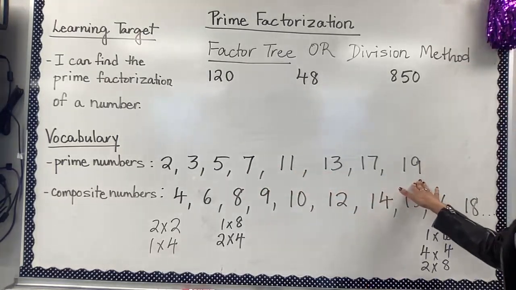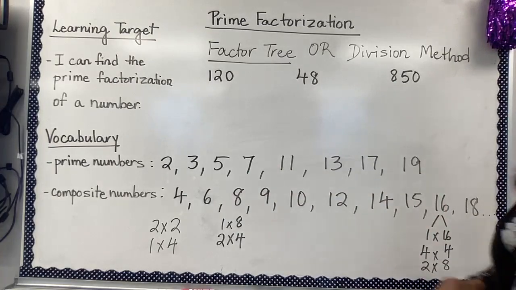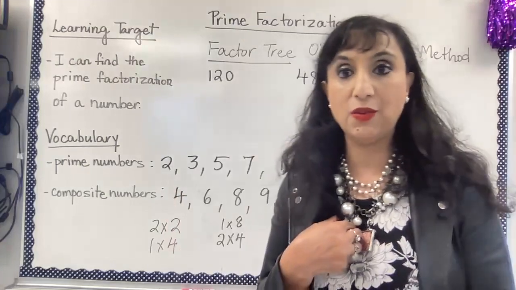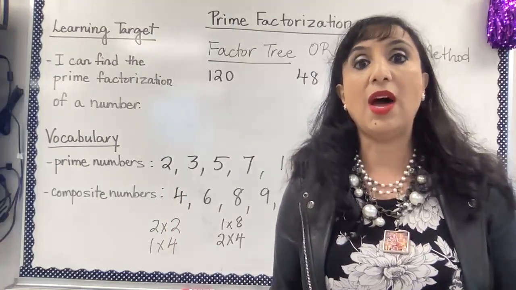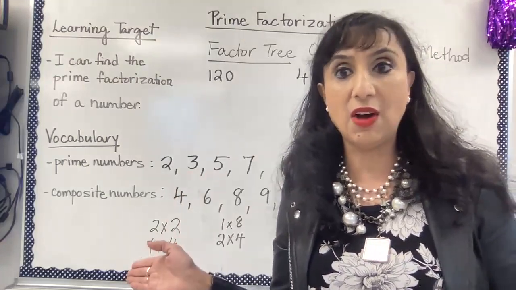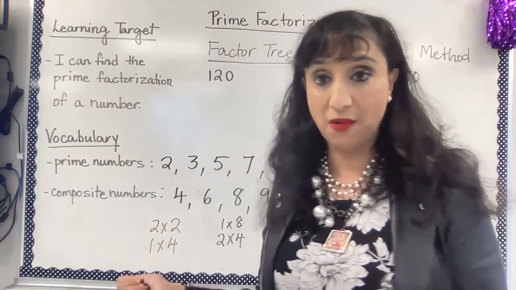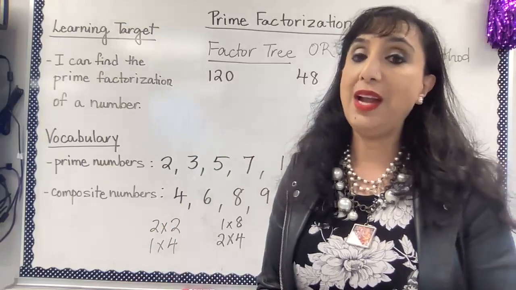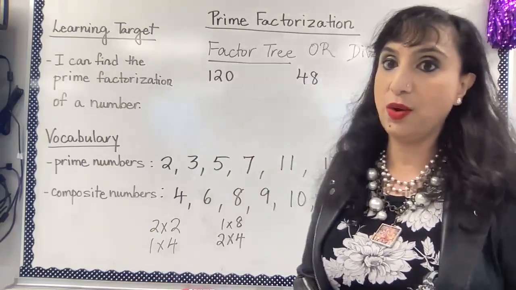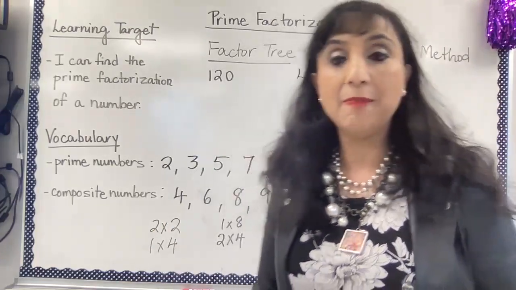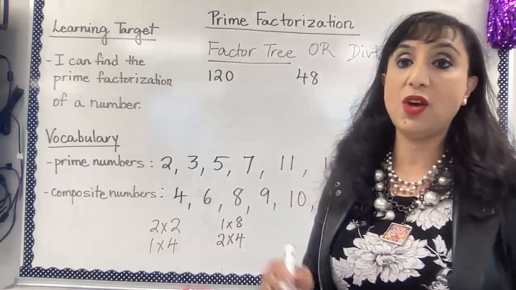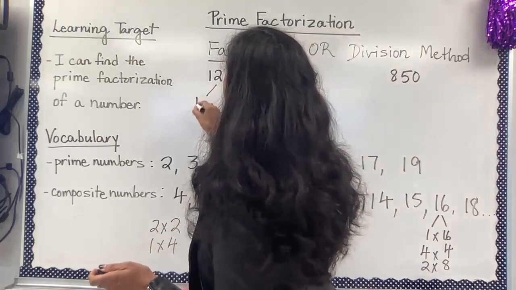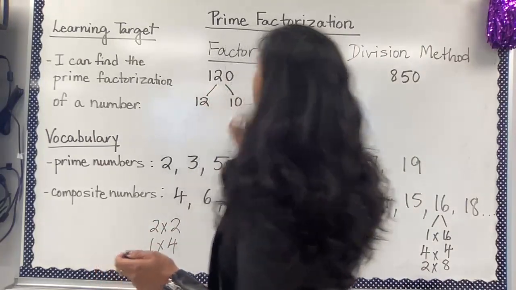Okay, so let's start with 120. Now, there are several ways to do this, but I know my divisibility rules, which I've done before. So I know that if it's ending in a zero, it's going to be something times ten, so it's going to be divisible by 10. So if I look at 120, I know that's going to be 12 times 10 because that gives me 120. So I'm going to start branching it out now. I'm going to do 12 times 10.